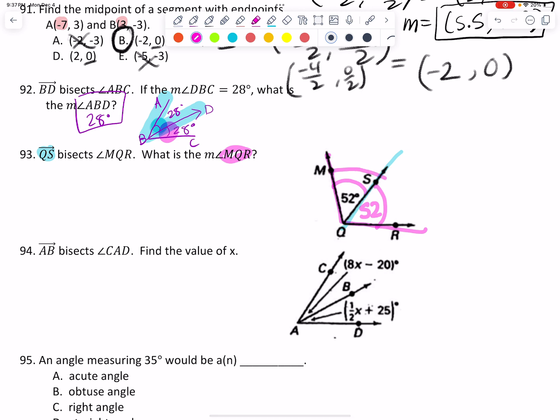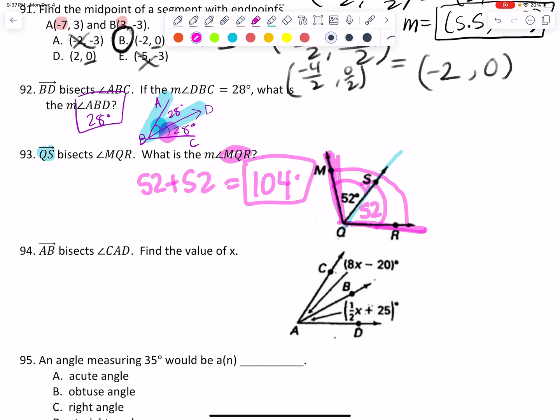How do I find the measure of M to Q to R, which is this whole amount? I'm going to go 52 plus 52. 52 plus 52 is 104 degrees, which makes sense because that looks like an obtuse angle. What is the measure of MQR? 104. So I found what I needed.